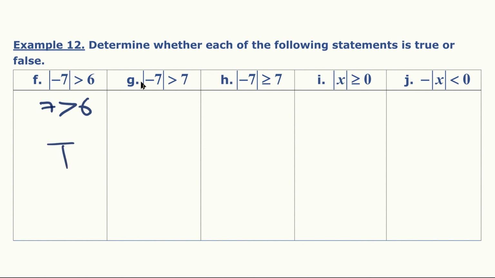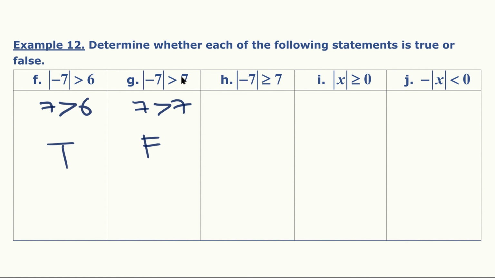How about absolute value of -7 is greater than 7? Well, that's going to be saying that 7 is greater than 7. Remember, no number is greater than itself. So therefore, this is going to be false.